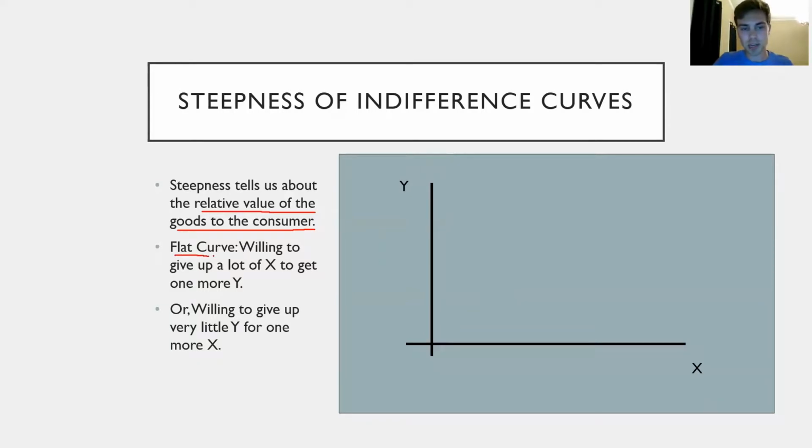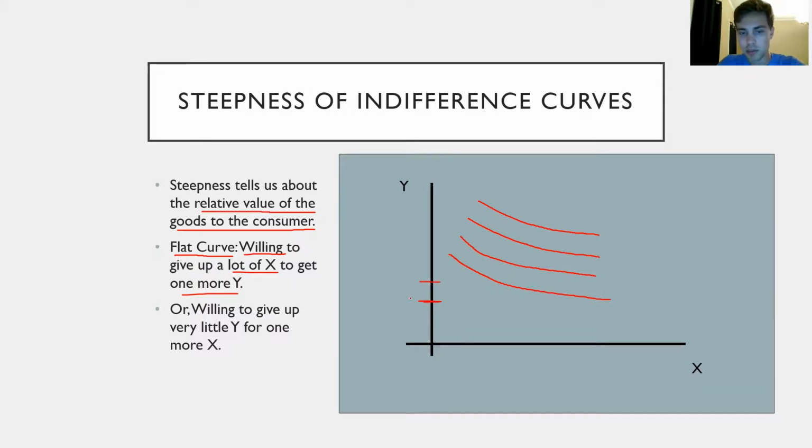So let's start with a flat curve, and then we'll do a steep curve. So a flat curve is going to look like this. So these curves are relatively flat. Although you can still see there is some curvature to them, but they lay flat. And so what a flat indifference curve is telling us is that we're willing to give up a lot of x to get one more y. So let's think about getting one more unit of y.